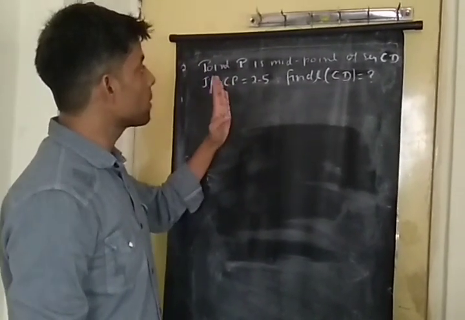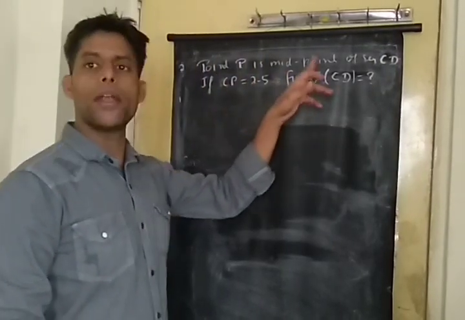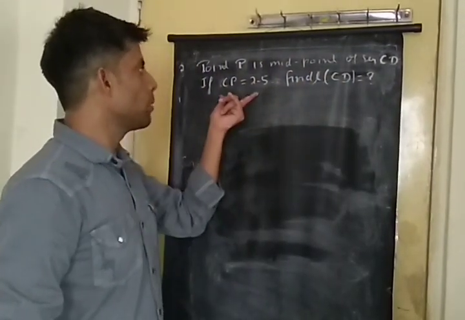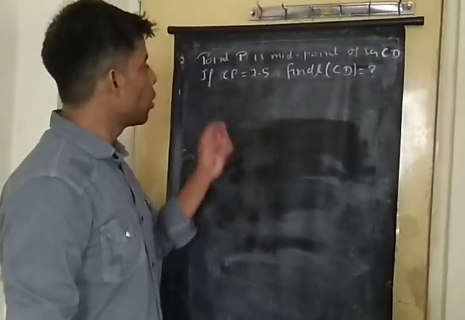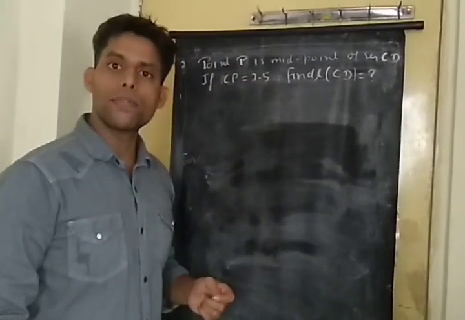Okay students, another similar problem. In this problem it is discussed that point P is the midpoint of segment CD. CP is equal to 2.5. Find the length of CD. Now what do we see? That P is the midpoint of segment CD.